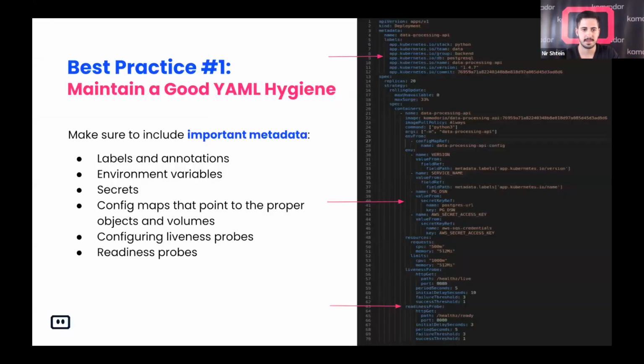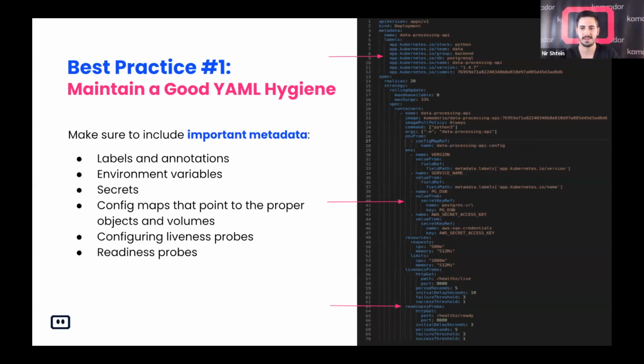So the first best practice is to maintain good YAML hygiene. Keep your YAML very small and neat. And why is that? YAMLs in Kubernetes are like the desired state. Kubernetes strives to be like the content that is written inside the YAML. So how can we improve our YAML files? The first thing is to include important metadata inside the YAMLs. 2 common metadata are labels and annotations. Many people get confused between those terms, but they are very simple.